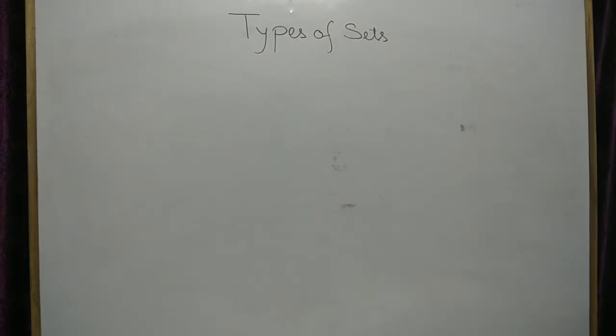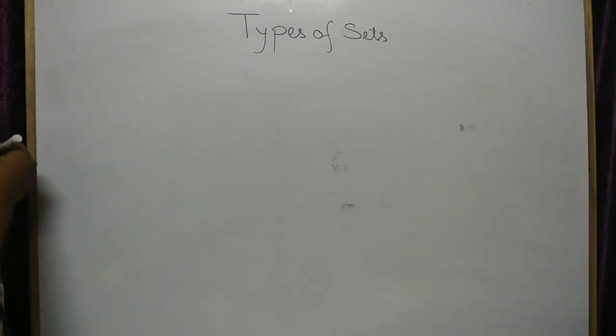Hello students, as you are observing, in this video we are going to discuss types of sets. There are different types of sets, near about 9 or 10 types. So we'll discuss each type of set and their properties. So let's start.